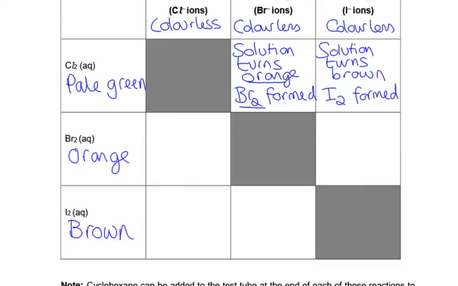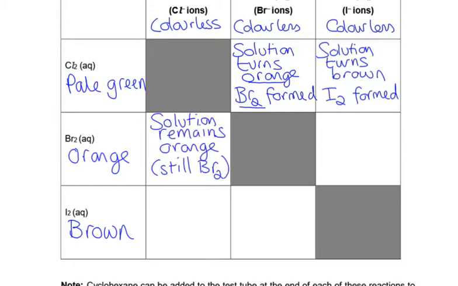Moving down the group now to bromine, we're going to have a look at which displacement reactions occur there. So with the bromine and the chloride ion, the solution remains orange. It starts orange because we've got bromine water there, and it remains orange, so no reaction takes place. However, with bromine and potassium iodide, a displacement reaction occurs. Iodine, I2, is displaced, therefore the solution turns brown as iodine is formed.